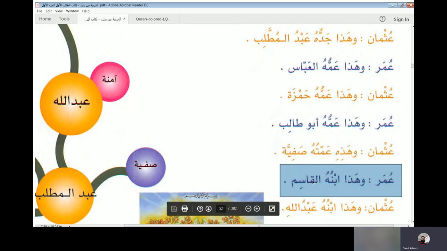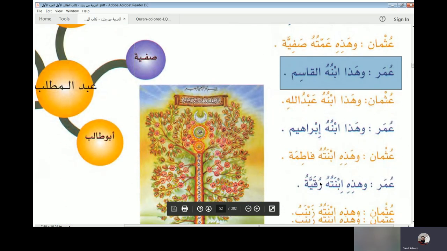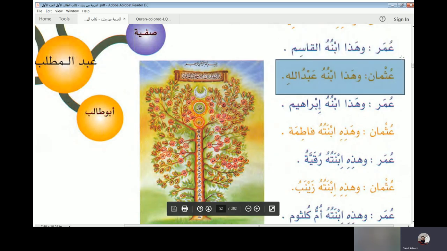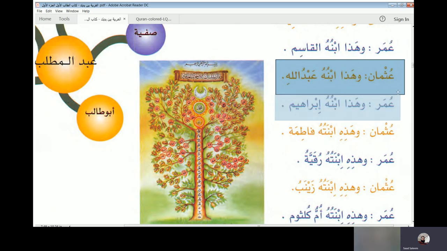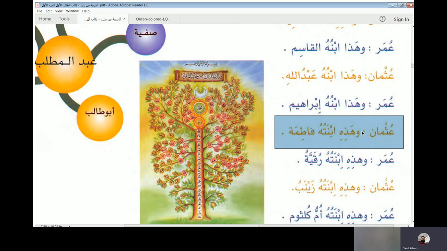Wahaza ibnuhul Qasim. And this is his son Qasim. Wahaza ibnuhu Abdullah. And this is his son Abdullah. Wahaza ibnuhu Ibrahim. And this is his son Ibrahim. Wahazihi ibnatuhu Fatima. And this is his daughter Fatima.